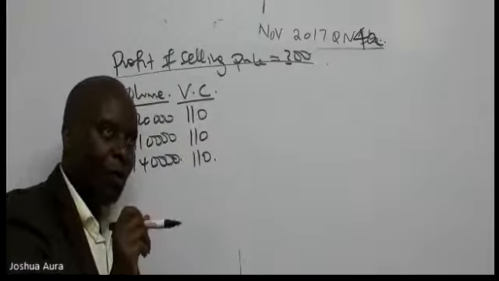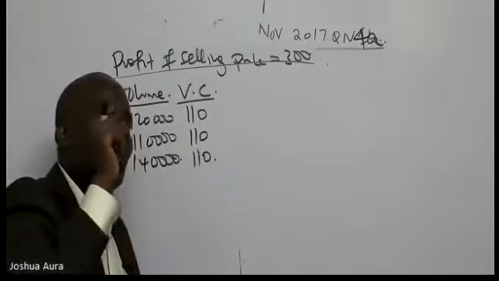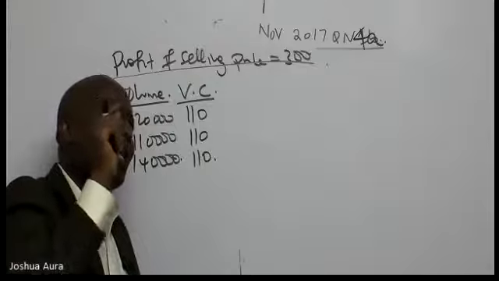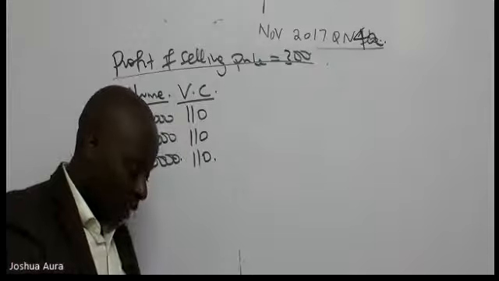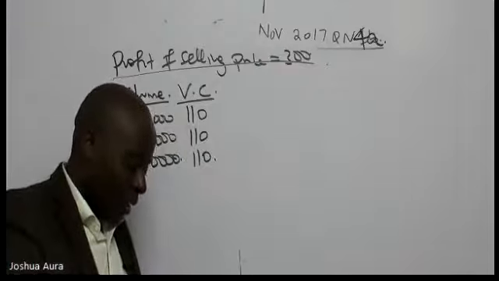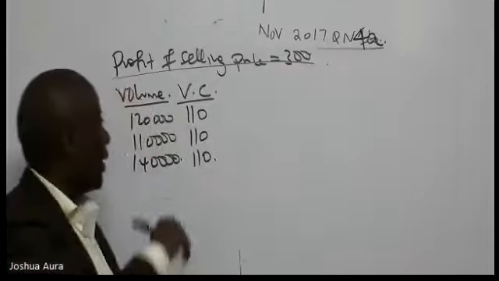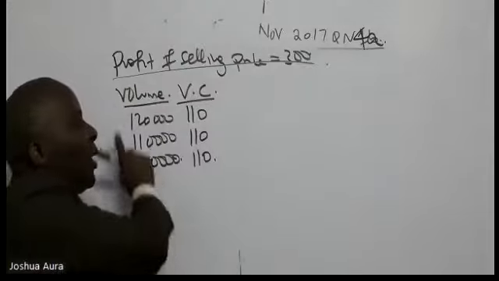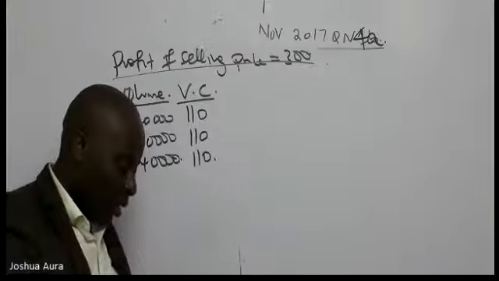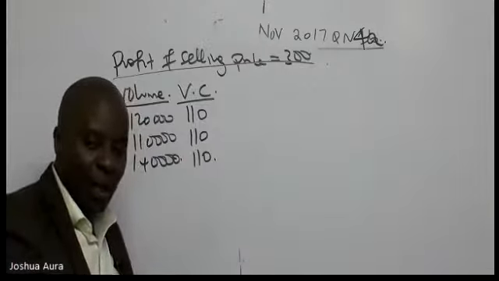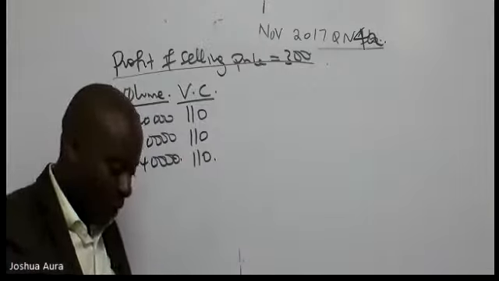120. If you're going to produce a maximum of 100,000, that is 100,000 units and below, then the variable cost will be what here? 120. However, if production exceeds 100,000, like these 3, then the variable cost goes down to 110 per unit. Thank you very much.